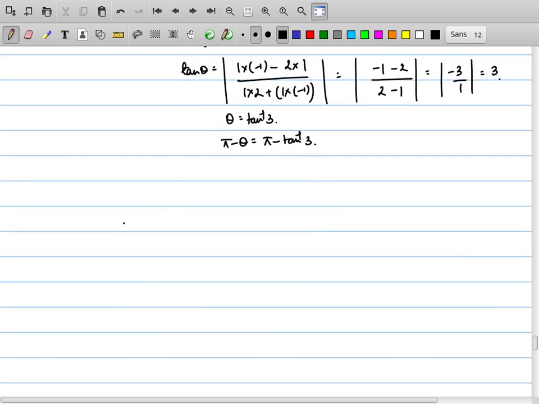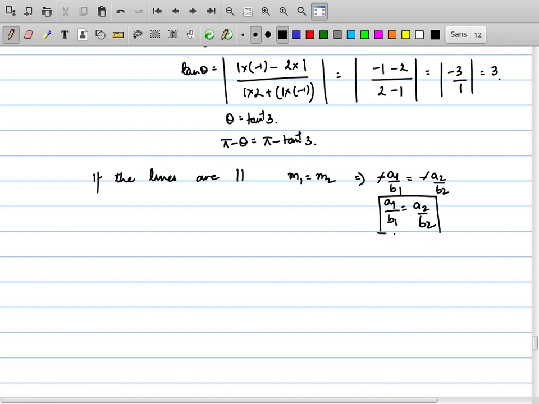Now from this formula we can derive two conditions. If the two lines given are parallel, then what should we have? m1 equals m2, that is minus a1 upon b1 should be the same as minus a2 upon b2. These were the slopes of the lines. Therefore straight away we can say a1 upon b1 should be equal to a2 upon b2. This can also be derived from the formula that we have found so far, tan theta = mod of (a1 b2 minus a2 b1) upon (a1 a2 plus b1 b2).